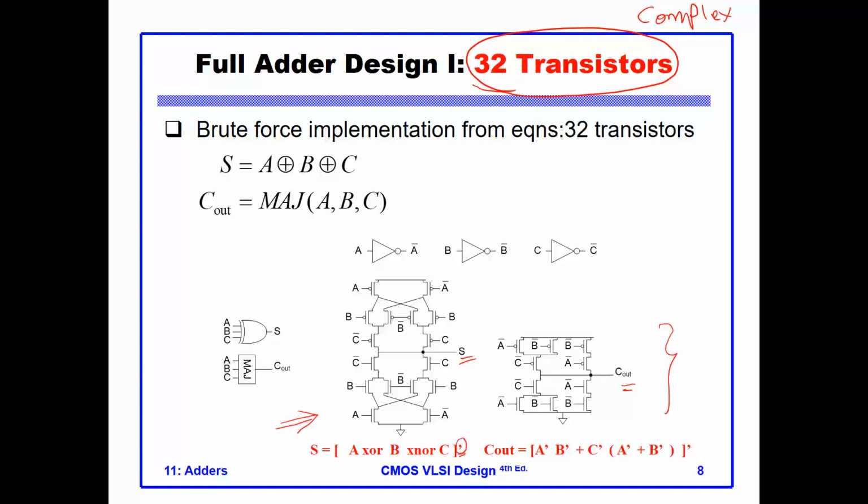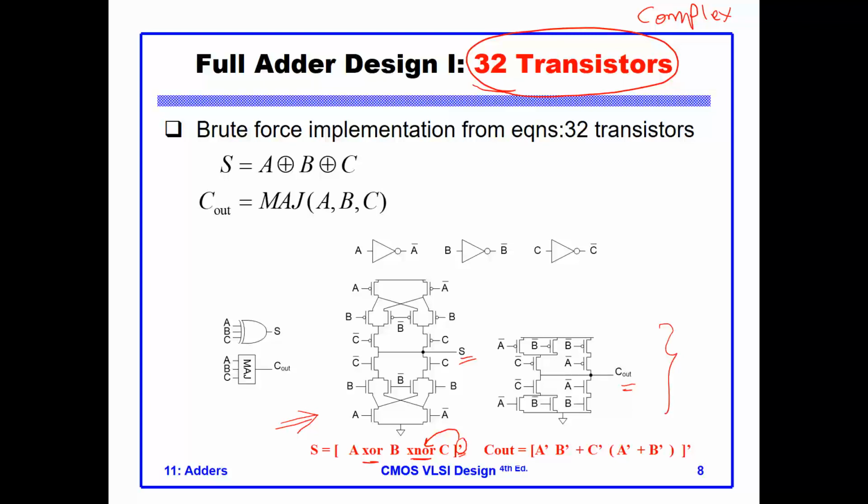This inversion is implemented automatically by the fact that CMOS has an inverting output. So this inversion comes free from CMOS. But notice here I have A XOR with an XNOR. Why XNOR? Because this inversion, when it gets inside, flips the XNOR to XOR. And I know that the sum is A XOR B XOR C.